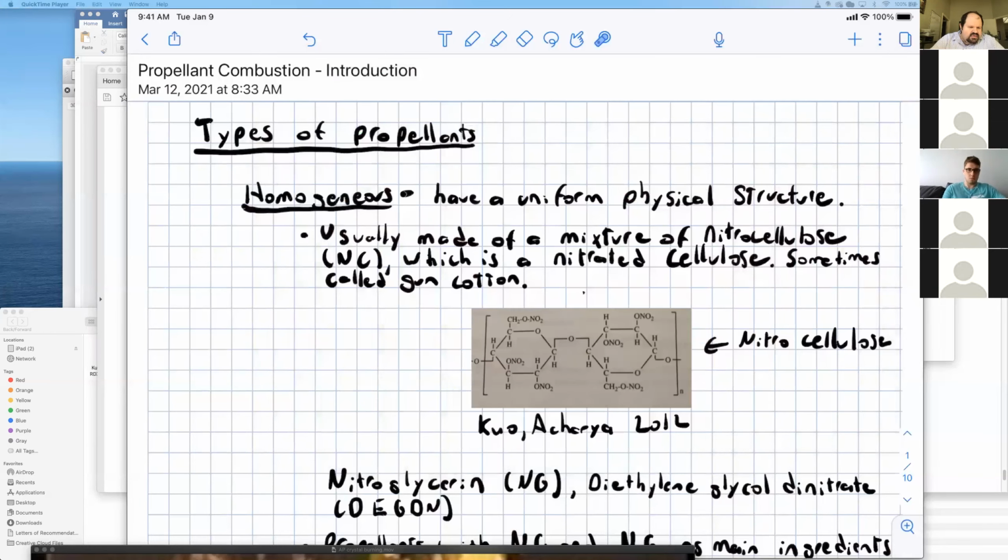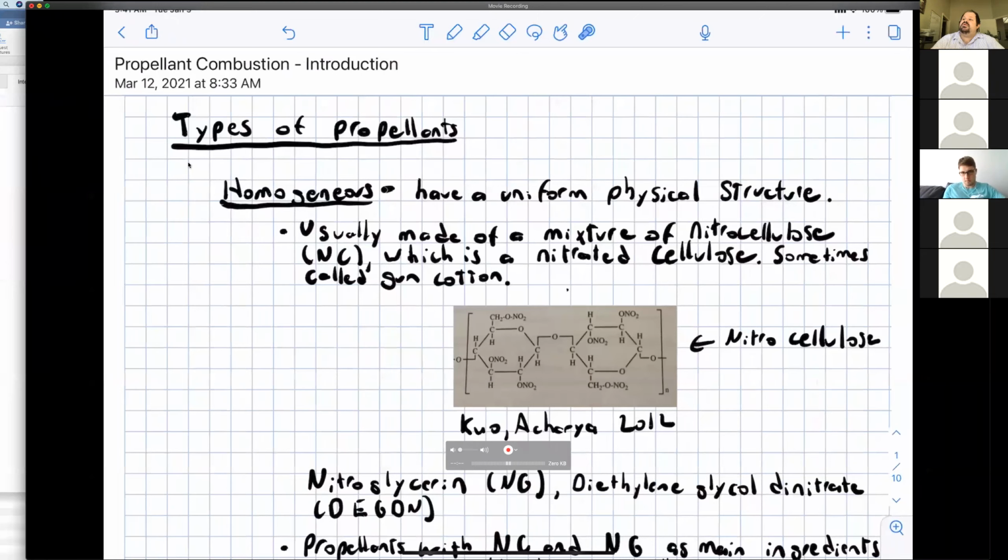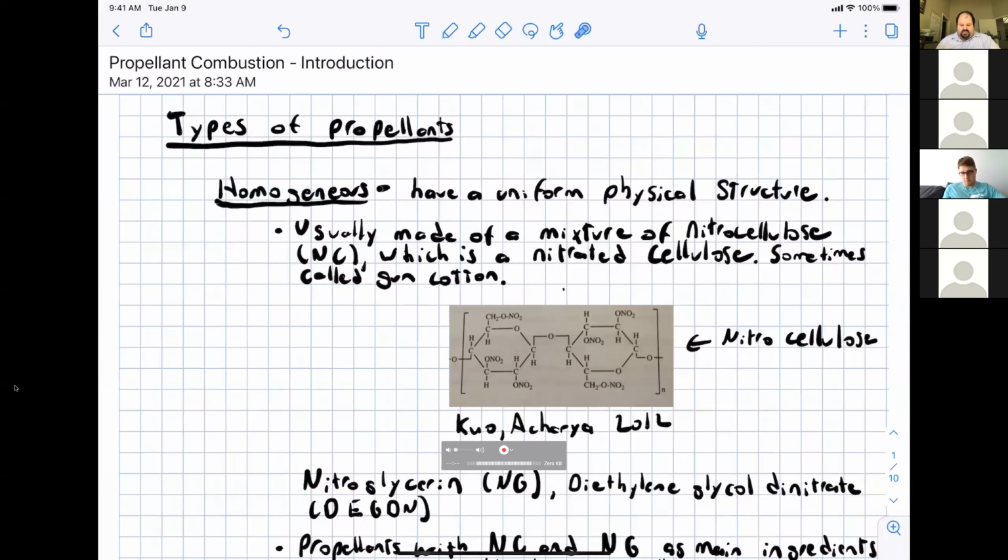Okay. What else do I have? And so all of those would have been considered homogeneous propellants. And a homogeneous propellant has a uniform physical structure.